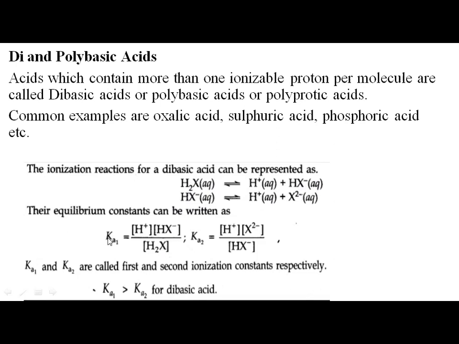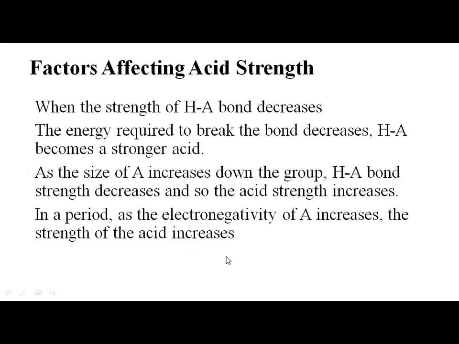Therefore, I can say Ka1, the dissociation constant of the weak acid, first one, is H plus ion concentration into HX minus ion concentration divided by H2X. Ka2 is H plus ion concentration into X2 minus ion concentration divided by HX minus. So Ka1 and Ka2 are the first and second ionization constants respectively. For a dibasic acid, Ka1 is always greater than Ka2.